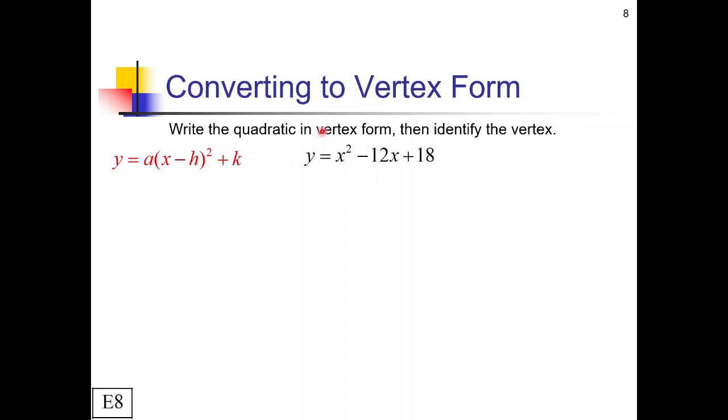So in order to go from this form, standard form, to this form, one thing we're going to want to do is complete the square. We need to get one of these squared parentheses.